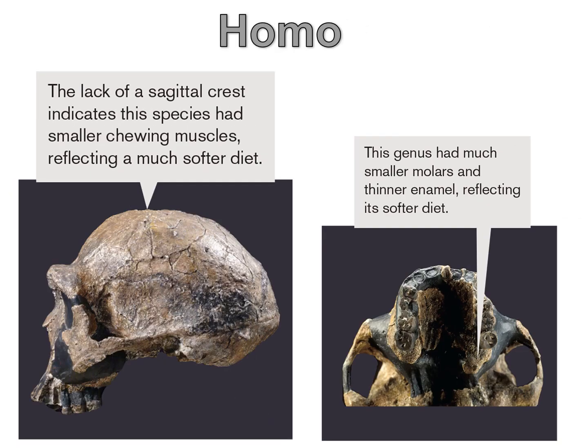In the genus Homo, on the other hand, we see a lack of a sagittal crest, which indicates that our chewing muscles were much, much smaller. As a matter of fact, the temporalis muscle, which used to anchor to the sagittal crest in Australopithecines, now in the genus Homo actually anchors to the side of the skull. You can feel that on the side of your skull. If you run your fingers up the side of your skull, you'll feel a little ridge almost towards the top, right? That's where that muscle anchors. It indicates that the genus Homo had smaller chewing muscles and a much softer diet. And we had much smaller molars and thinner enamel, right? Reflecting a softer diet as well.